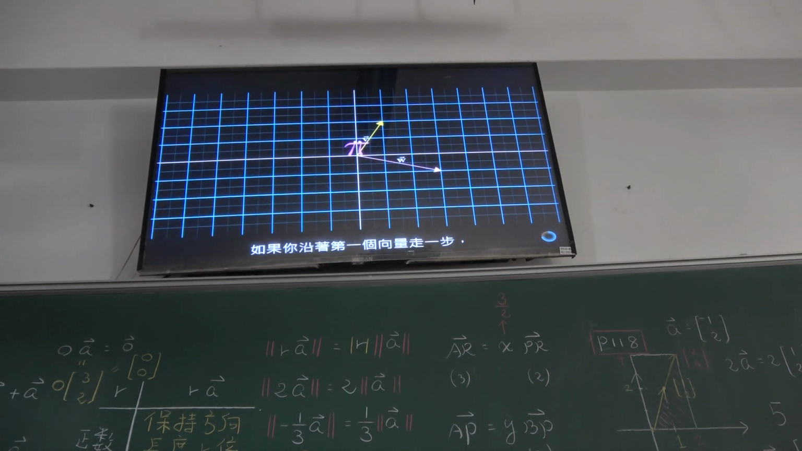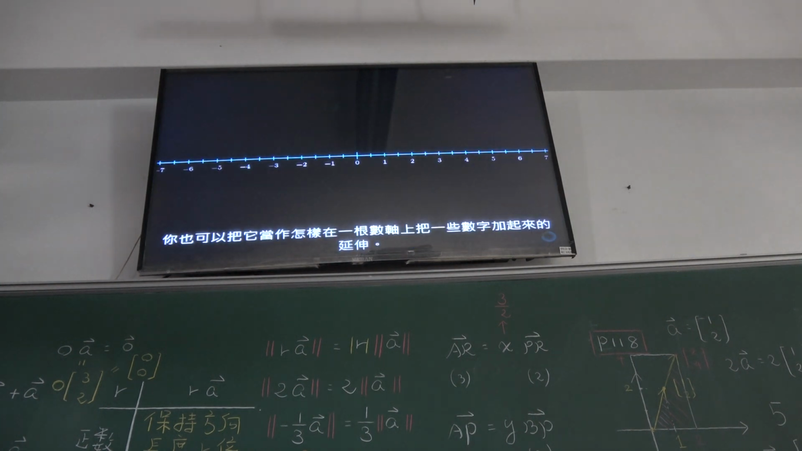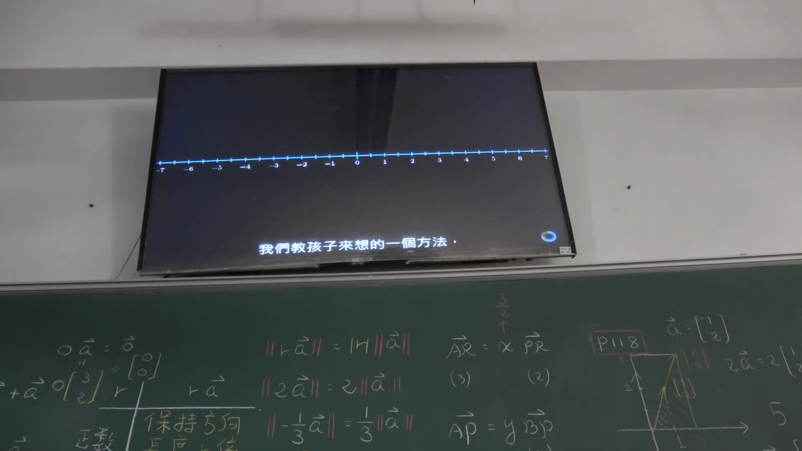If you take a step along the first vector, then take a step in the direction and distance described by the second vector, the overall effect is just the same as if you moved along the sum of those 2 vectors to start with. You could think about this as an extension of how we think about adding numbers on a number line. One way that we teach kids to think about this, say with 2 plus 5, is to think of moving 2 steps to the right, followed by another 5 steps to the right. The overall effect is the same as if you just took 7 steps to the right.